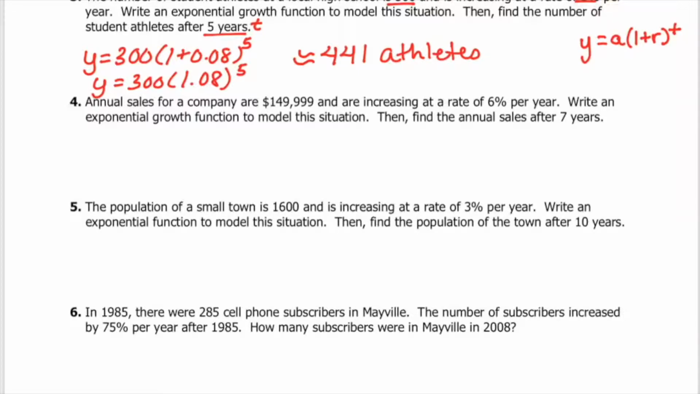Number 4, annual sales for a company are $149,999 and are increasing at a rate of 6% per year. Write an exponential function to model the situation and then find how much the annual sales will be after 7 years. So we know 149,999 is our A, 6% will be 0.06, and then we're going to find it after 7 years, so that's our T.